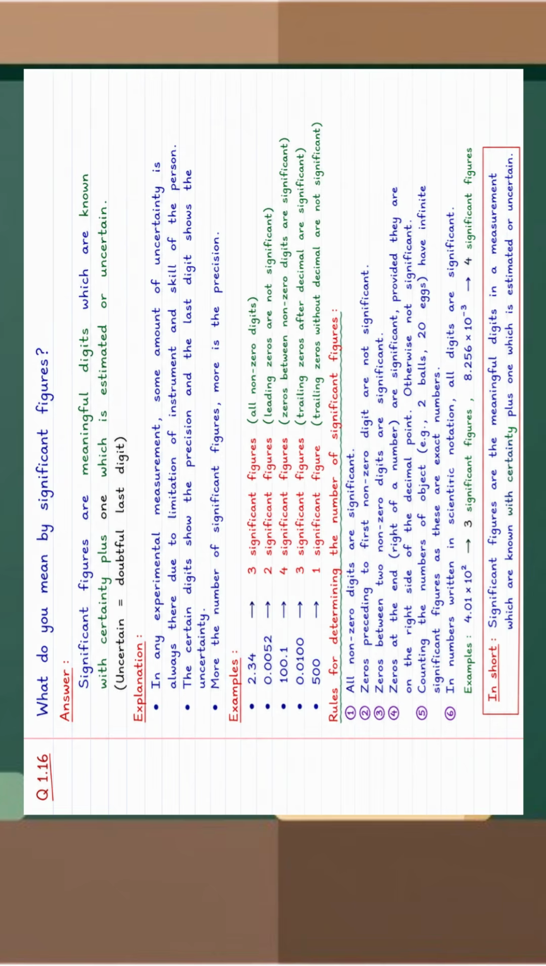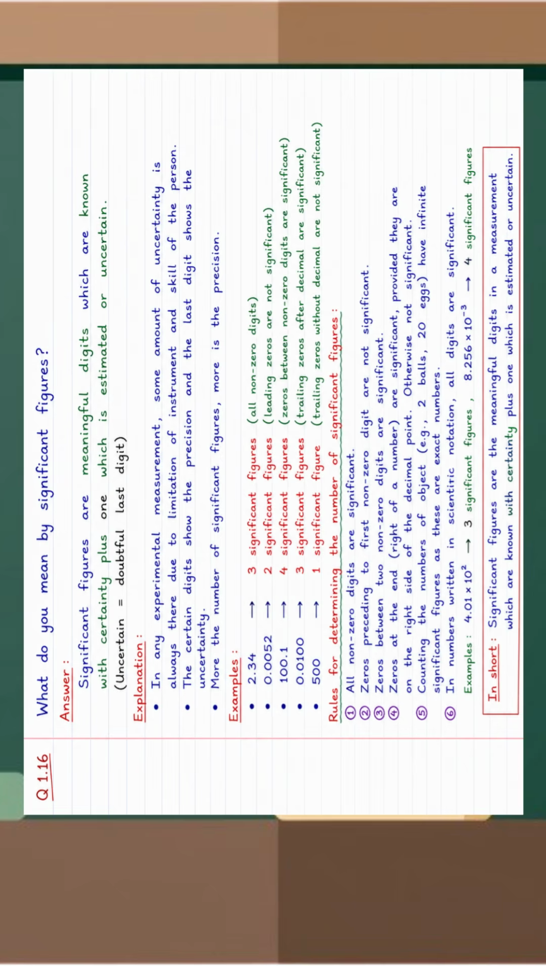Rule 4. Zeros at the end of a number are significant only if a decimal point is present. Otherwise, they are not significant. For example, 0.200 has three significant figures. But 100 has only one significant figure, while 100.0 has four significant figures.